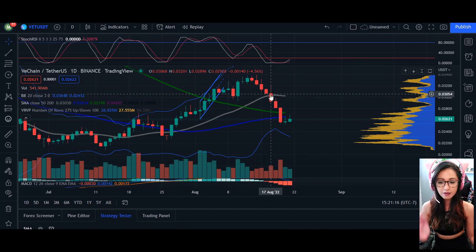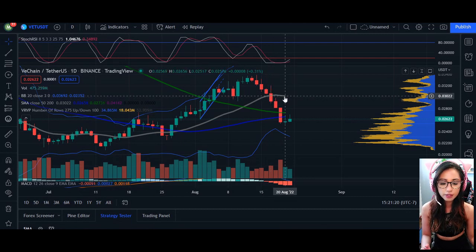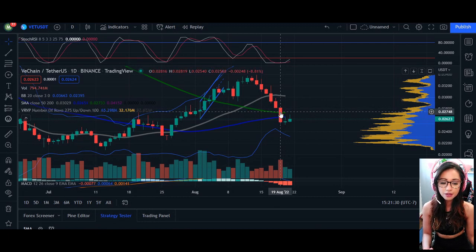So if we want VeChain to be in a bullish trend, we need to come back up and retrace to the 20 MA here. However, take a look at the line. It is really far away. So our next step is we need to reach at least 0.02748, which is roughly 75% of this candlestick.